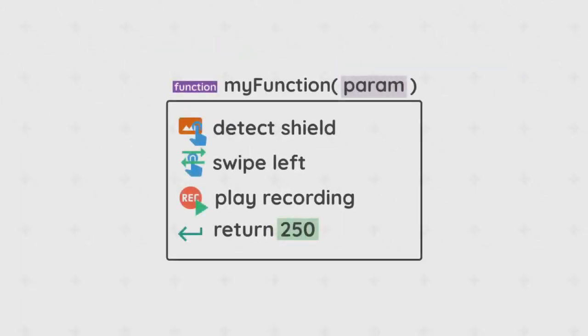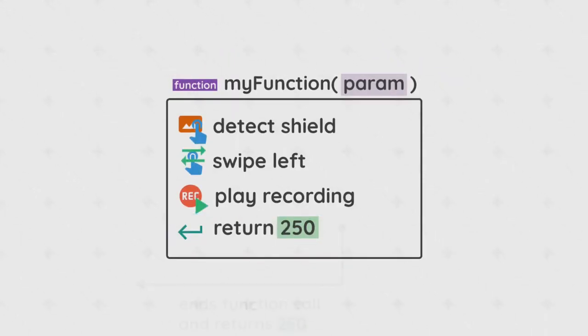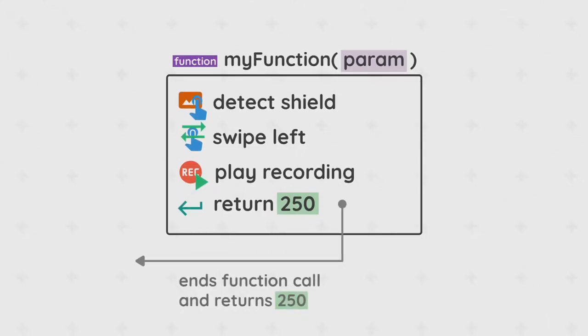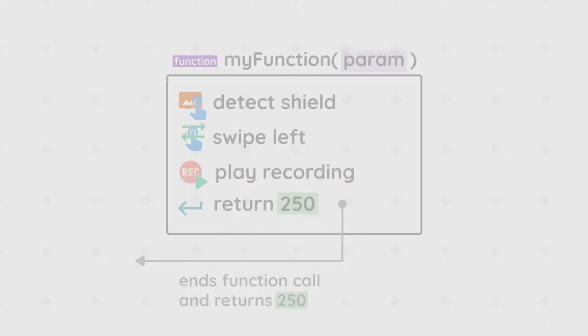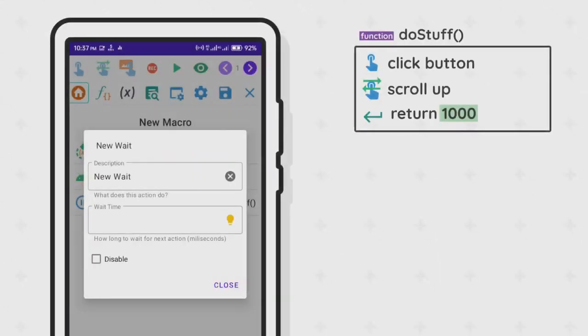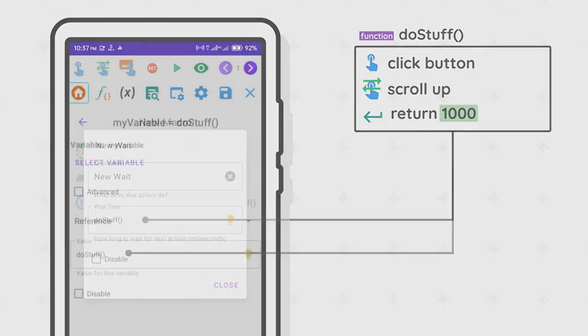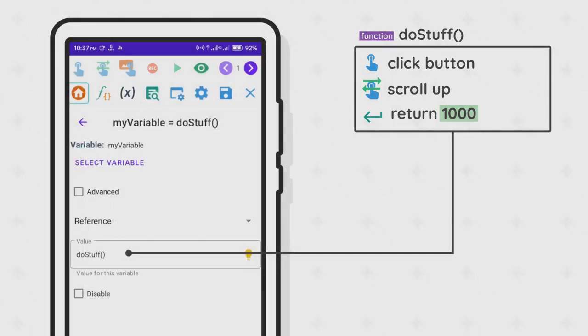Also, functions are allowed to return a value, usually at the end of the function, but can be anywhere really. Returning a function also ends a function call instantly. The value being returned by the function can be passed into anywhere in the macro. It could be passed into options, or it could be assigned to variables.